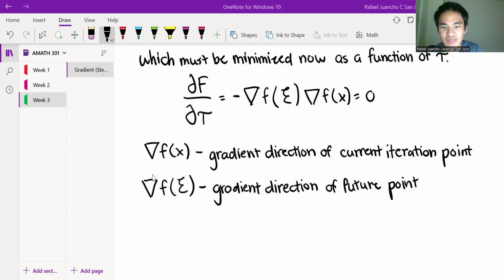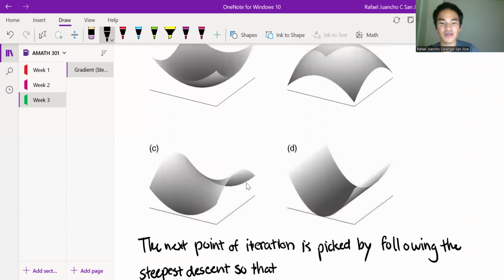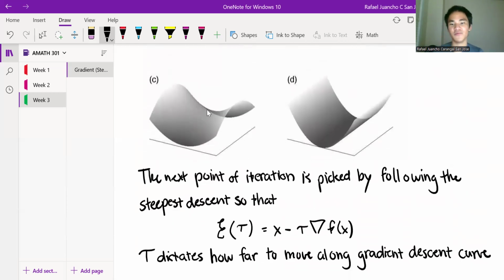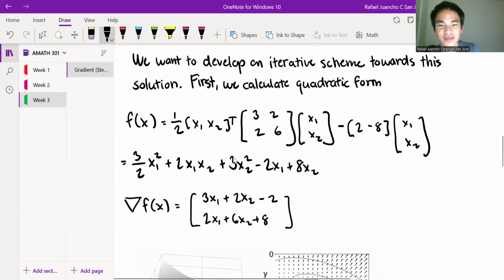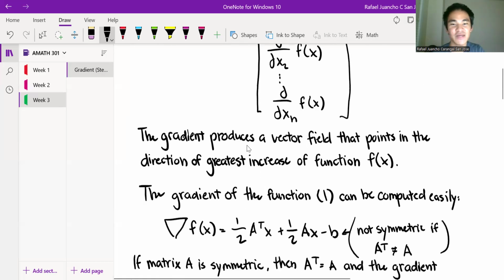Pretty much the idea here is it makes use of derivatives to find a minimum tau in order to get as close as possible to the minimum or maximum, which is the solution to Ax equals b. So what I'm trying to do, at least for gradient descent algorithms, is make it intuitive. It's the intuition that matters.